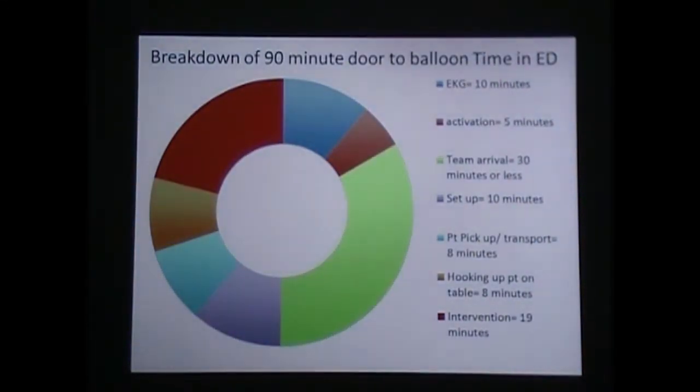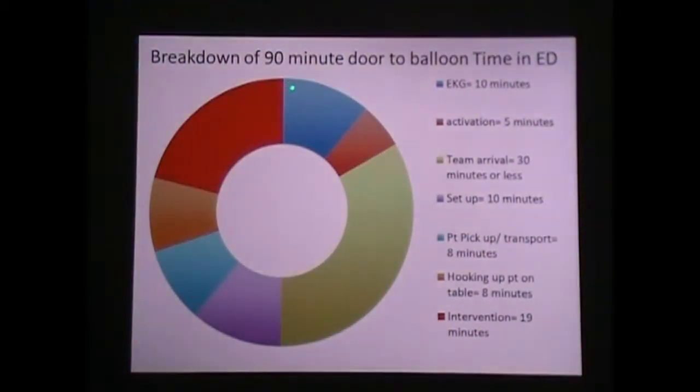Then of course we've got to go down to the ER, get a report, throw them on our monitor, and get them back. Then we hook up a lot of stuff on these patients. Some of you have brought them directly in. It takes us about 8 minutes to get them hooked up and ready to stick. So if you look at that, we have 19 minutes to intervene. That's all we got out of 90 minutes. We have 19 minutes to make our time.